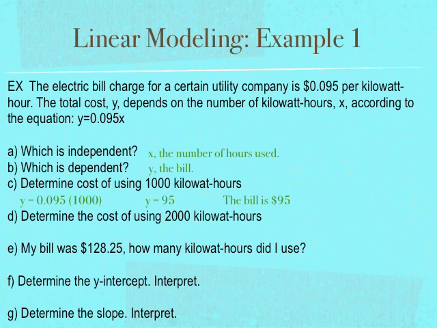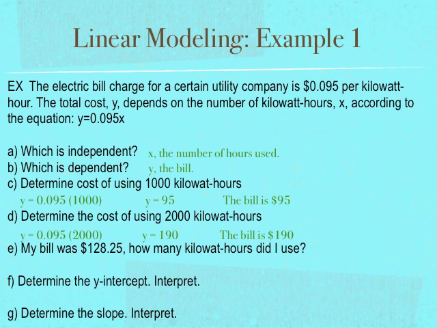Now, determine the cost of using 2,000 kilowatt hours. Same thing, put it in for X because I'm measuring kilowatt hours. Simplify and don't forget your units. So my bill is $190. Now my bill is $128.25.